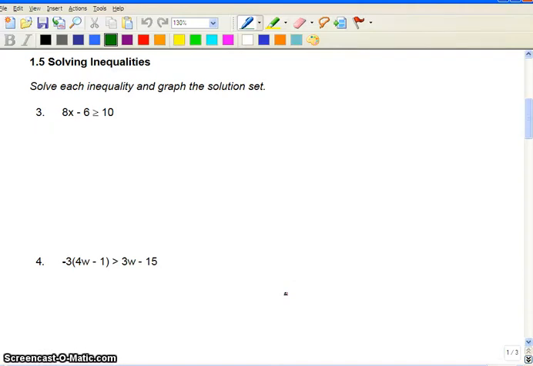Okay, 1.5, solving inequalities. We're going to solve each inequality and graph the solution set. We will go back to those two multiple choice questions above later. Alright, so if we're trying to solve, that just means get the letter by itself.